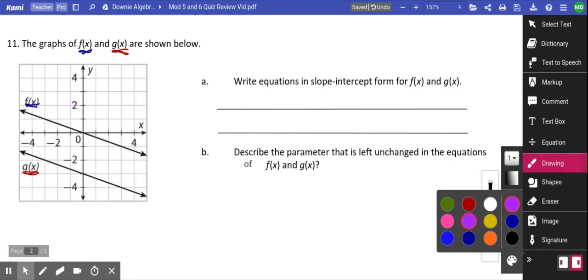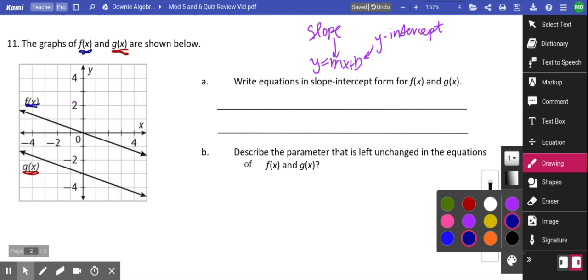Recall that slope-intercept form is our y equals mx plus b, which means in both equations we are going to need to find our slope and our y-intercept. Let's take a look at f of x first.